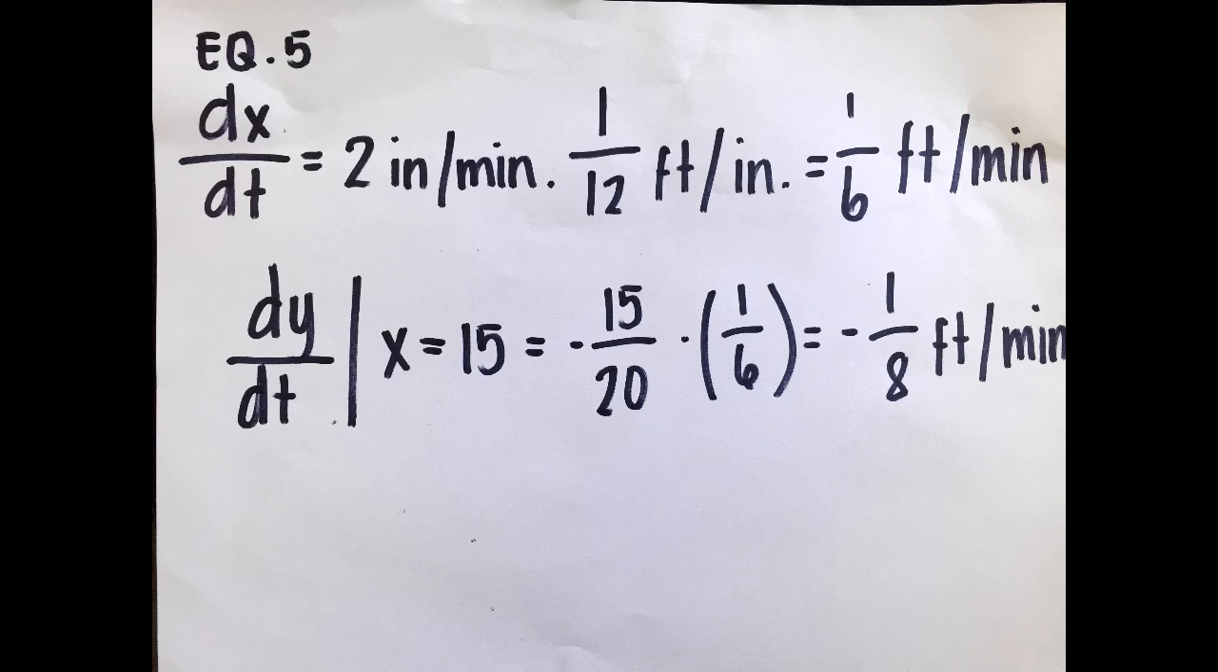This is equation 5. Plugging equations 4 and 5 into equation 3, if x equals 15, then dy over dt equals negative 15 over 20 times 1 over 6, which equals negative 1 over 8 feet per minute. Notice that this is reasonable since the tip of the ladder sliding down the wall means that its rate is decreasing and hence has a negative value.